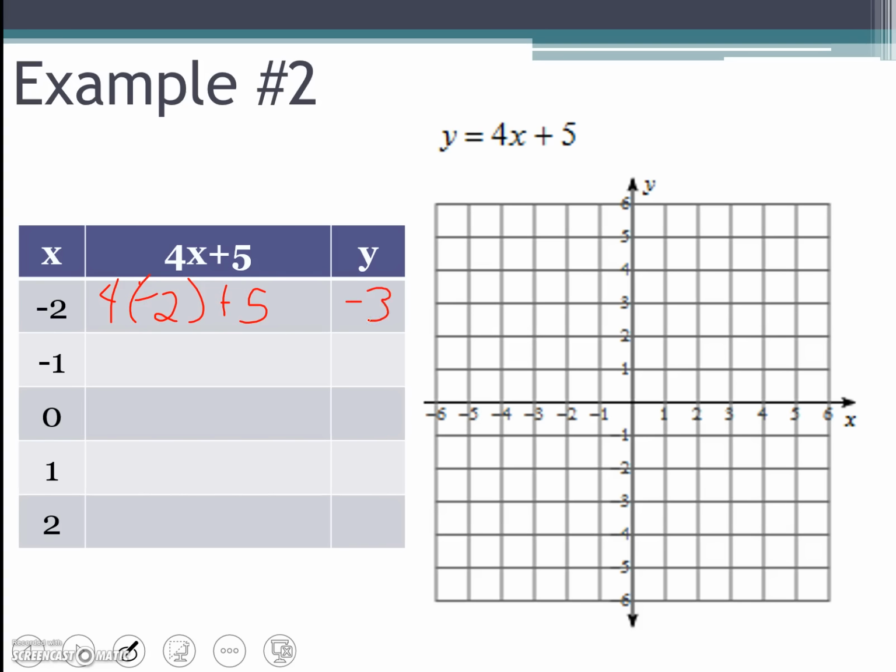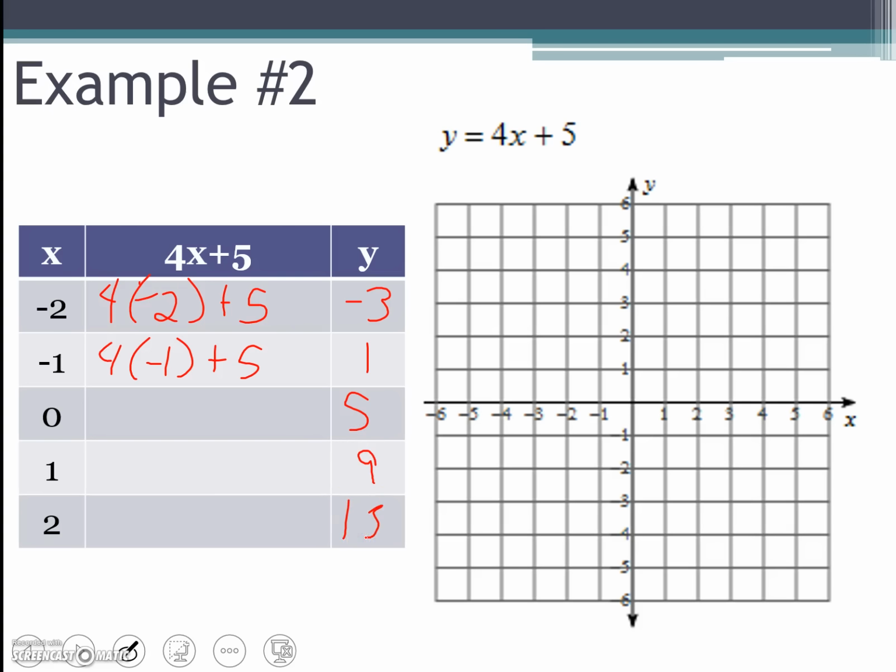And I repeat that with -1. So I have 4 times -1 plus 5. 4 times -1 is -4 plus 5 is 1. And then we're going to continue this process. If I put in 0, I get the number 5. If I plug in 1, I get 9. And if I substitute in 2, I would get 13.